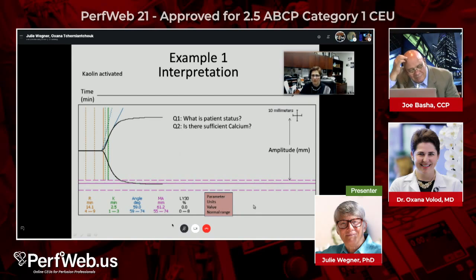So when you start with interpretation, a couple of questions you should always ask. What is the patient's status? Are they bleeding or not bleeding? Because it will determine how you look at the TEG. And then also always look at the patient that the patient has.